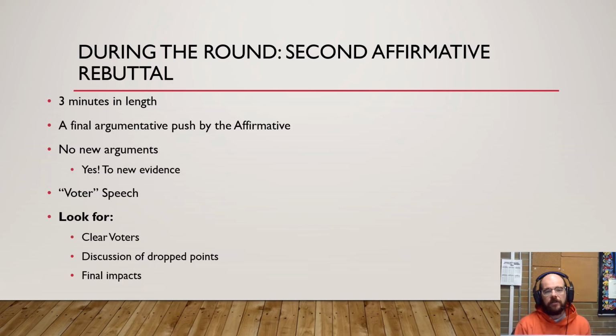Finally, the last speech of the debate is the second affirmative rebuttal. This is a 3-minute speech, and it is the final argumentative push by the affirmative. Remember, there should be no new arguments presented in this speech, but debaters may bring up new evidence. Traditionally, the second affirmative rebuttal takes on the role of a voter speech, where the affirmative will tell you why they believe that they have won the round. You should look for clear voters, a discussion of drop points, some final impacts, and a strong connection to the value and value criterion framework.